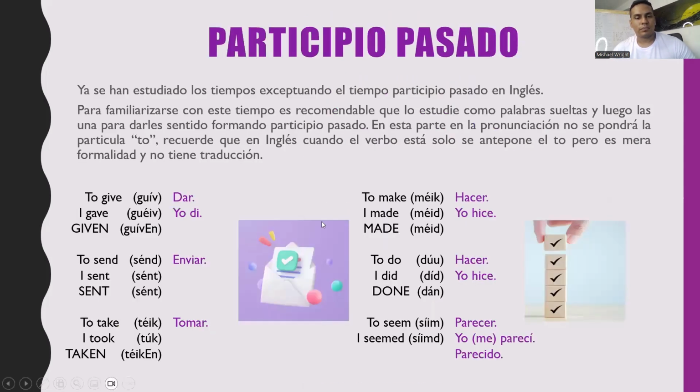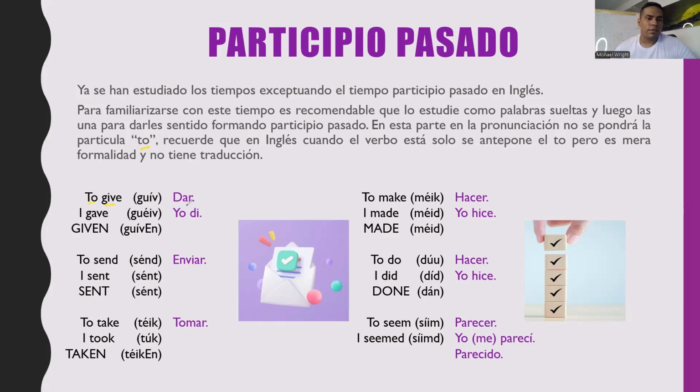Okay, so we have the past participle, and the past participle is really, really similar in many cases to the simple past, but it has some variations depending if the verb is regular or if the verb is irregular. So we have previously studied some verbs before, but remember something. When you have to, which is this particle, that is just part of the grammar, right? So to is just a formality. It does not have any translation.